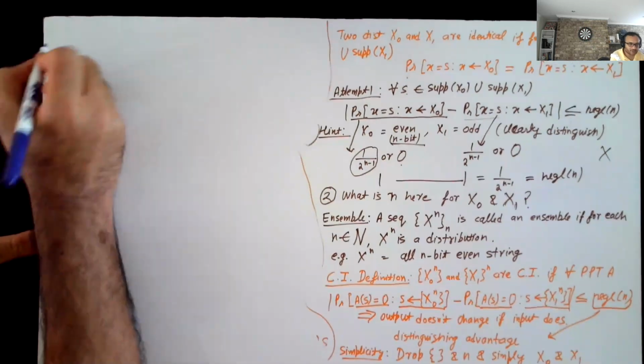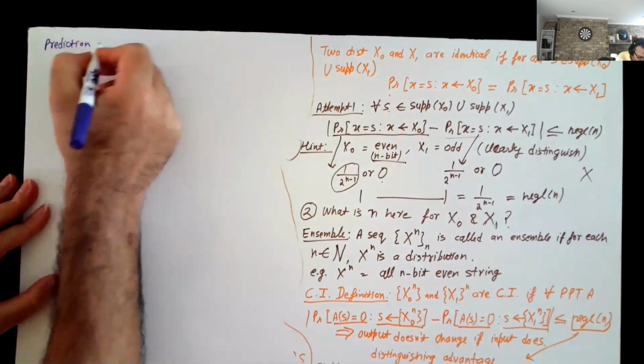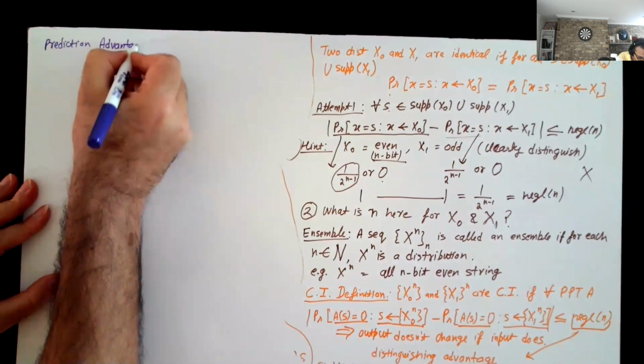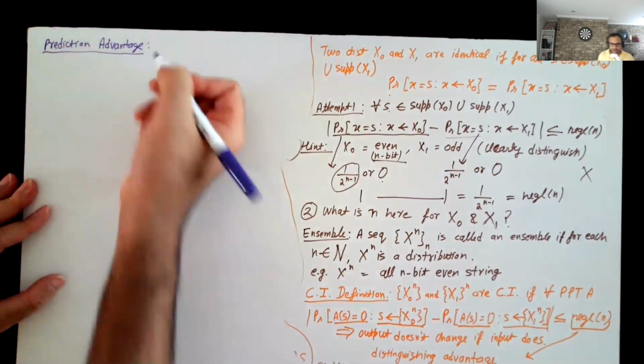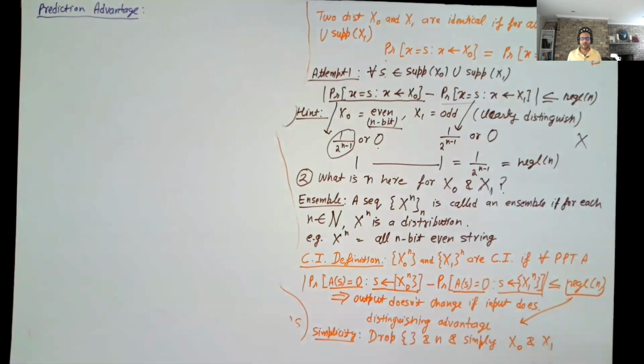So this definition is called prediction advantage. And this might be a more straightforward way of defining things. So in prediction advantage, we ask the adversary to just predict which sample he got from x0 or x1. The adversary just has to guess this fact. And we look at the probability that the adversary is successful, right? So any adversary can, of course, guess and be correct with probability half, but we don't want this probability to be much more than half.